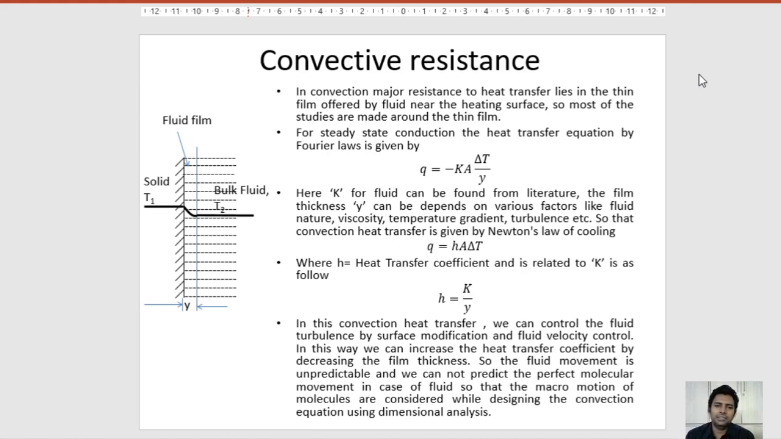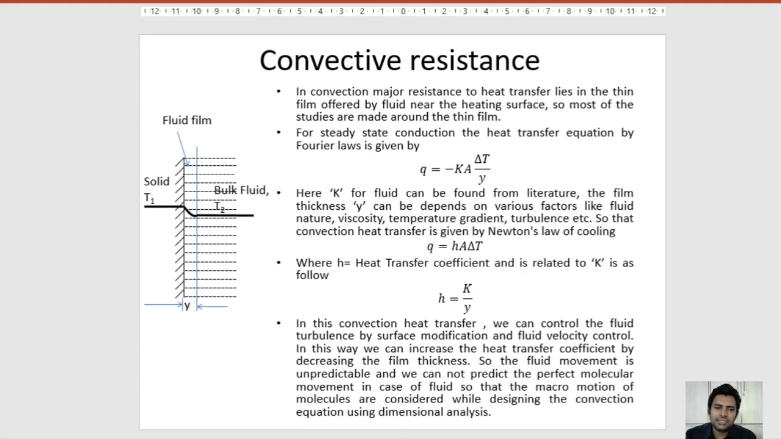In this convection heat transfer, we can control the fluid turbulence by surface modification and fluid velocity control. In this way, we can increase the heat transfer coefficient by decreasing the film thickness. The fluid movement is unpredictable and we cannot predict the perfect molecular movement in the case of a fluid, so the macro motion of the molecules is considered while designing the convection equation using dimensional analysis. Since the macro motion is there, convection is also called macro heat transfer.